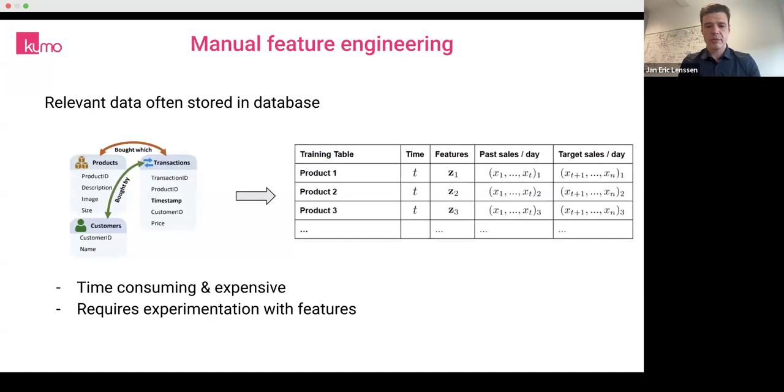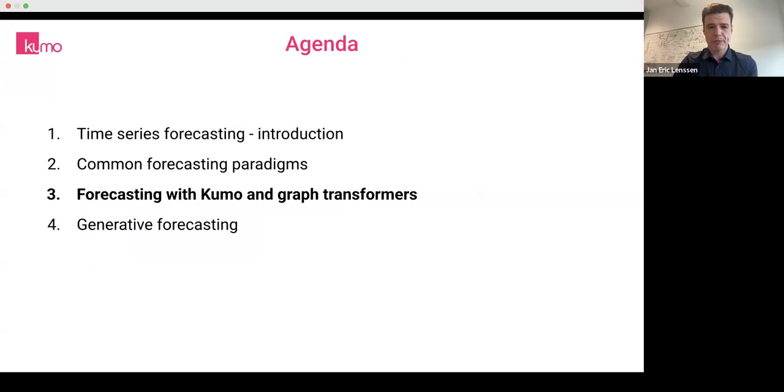So you need to experiment with the different features. You need to first find out which features are actually useful for your task, which bring any benefit. And then you need to put them into the training table in the correct way in order to make this work. So now we are going to look at how we can make this easier and how we can reduce these manual steps that are involved here.